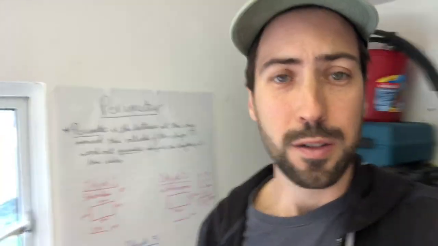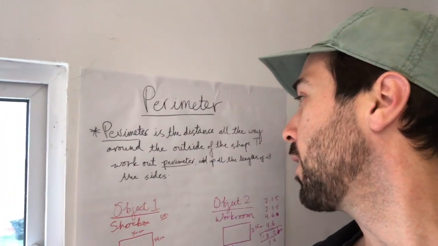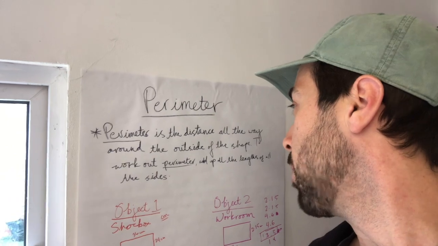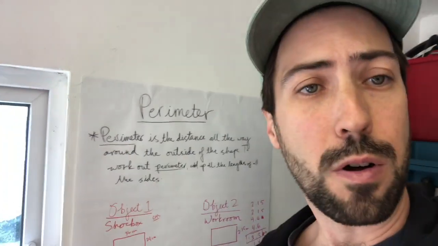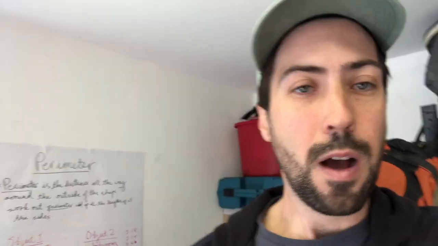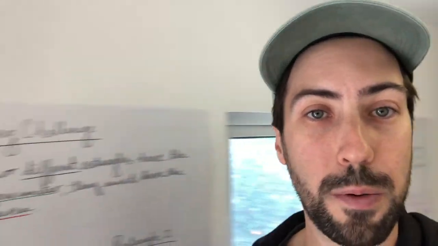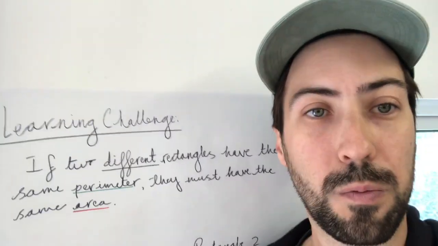Anyway, I wanted to give you some learning challenges to work on while you're at home. You might have watched my video on calculating perimeter. Perimeter is the distance all the way around the outside of a shape, and to work out perimeter, we're going to add up the lengths of all the sides. So today we're going to be looking at and comparing objects with the same perimeter and also calculating their area. If you've forgotten what area is, then we'll go over that.